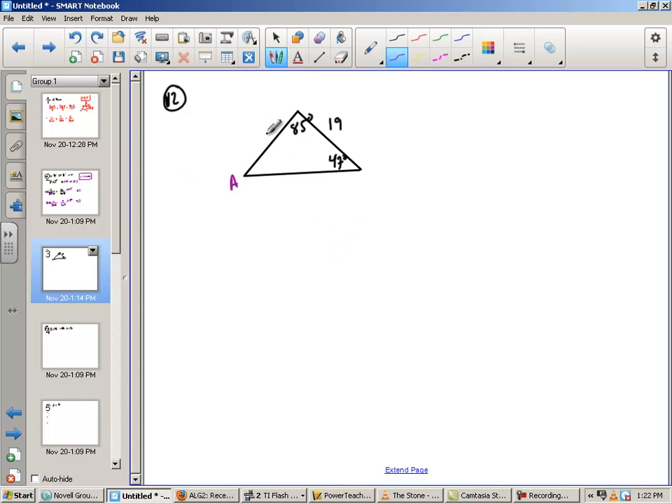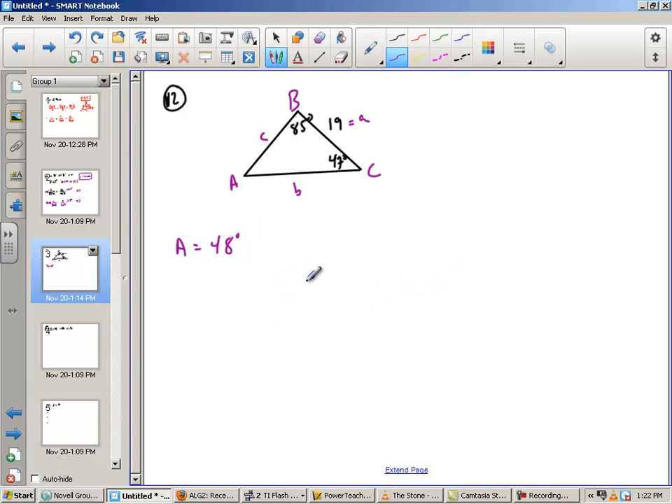I think this is my A, B, and C. So the things I'm looking for are capital A. I have little a, but I'm also looking for little b and little c. So the first thing is to find capital A. I can take 85 and 47 and subtract those from 180 to get a 48-degree angle. And I'm part of the way there already.